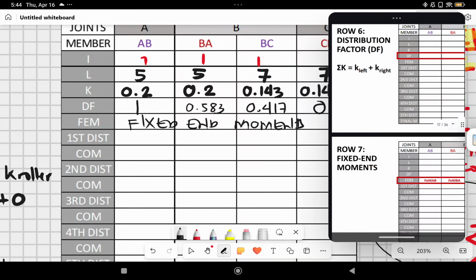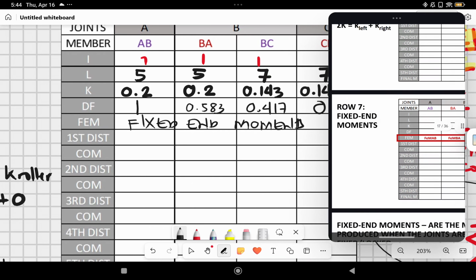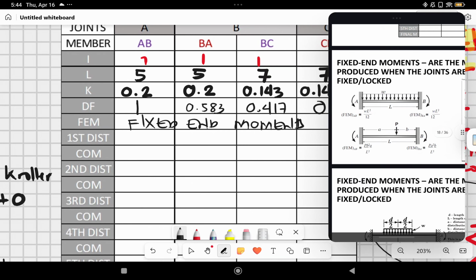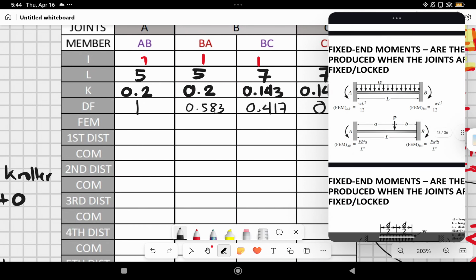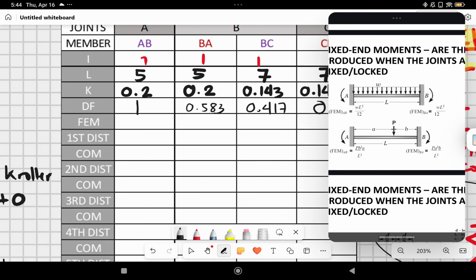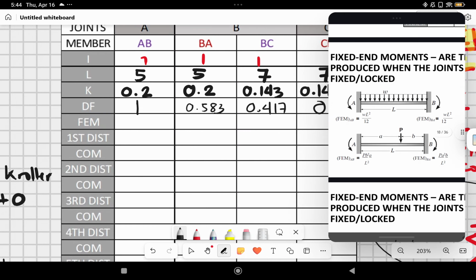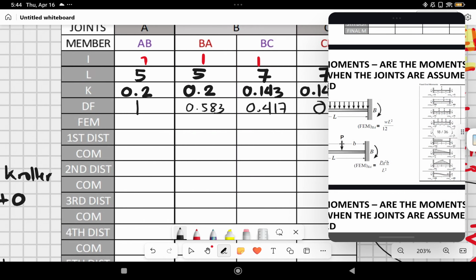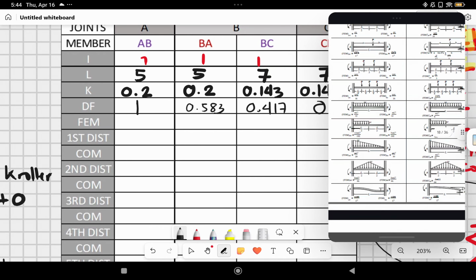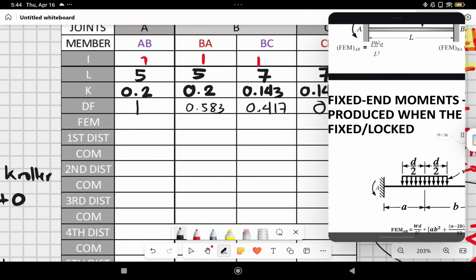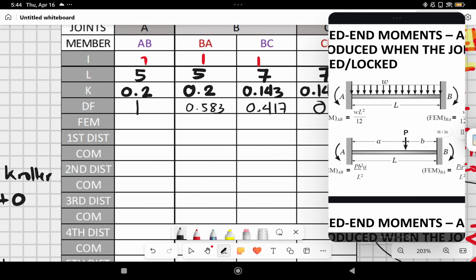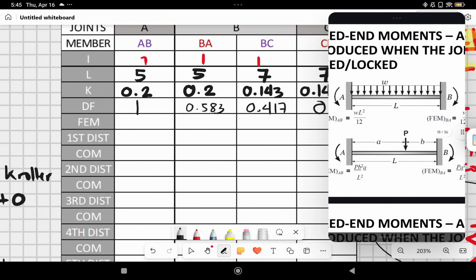Okay? So, fixed end moments are usually given by formulas. Usually, kapag bumili ka ng mga books ng structural analysis, nasa pinakalikod na page sila. So, there are a lot of cases, but we will mostly use these three cases. So, you have WL squared over 12.